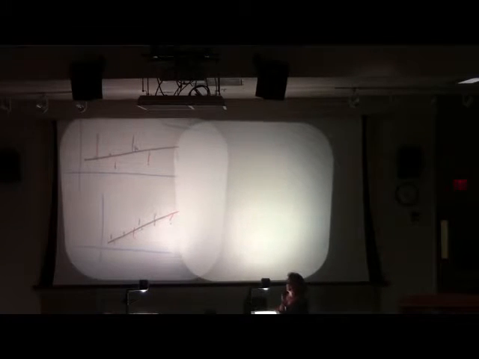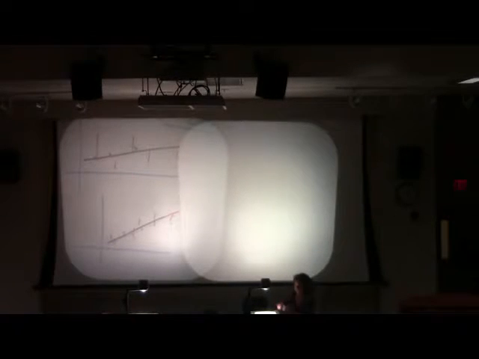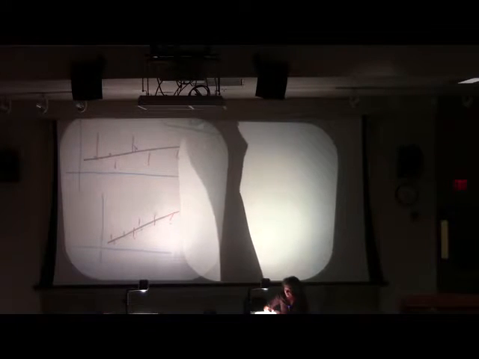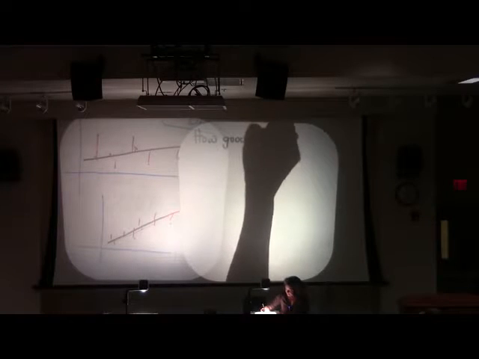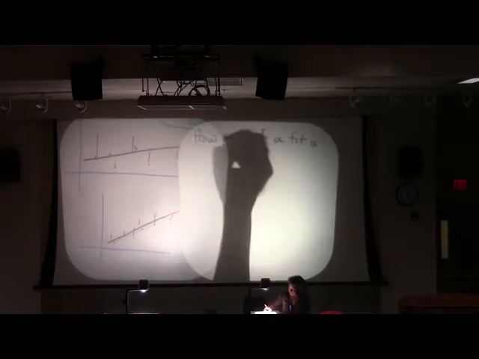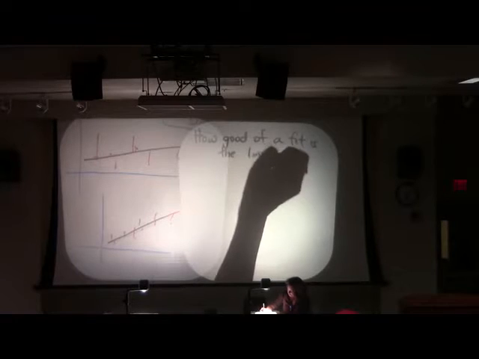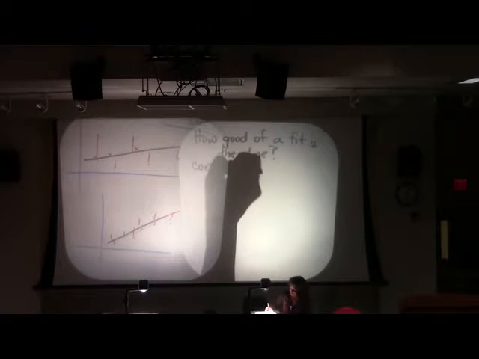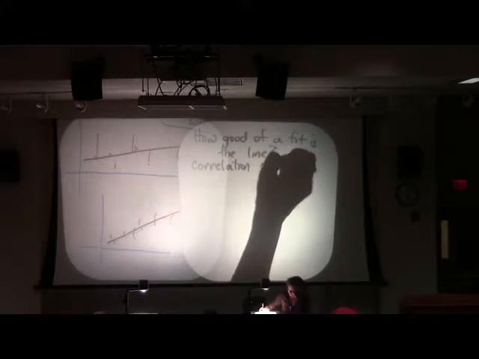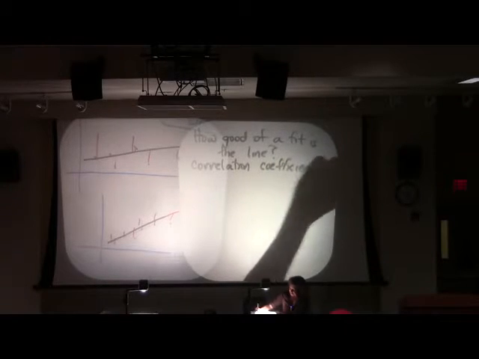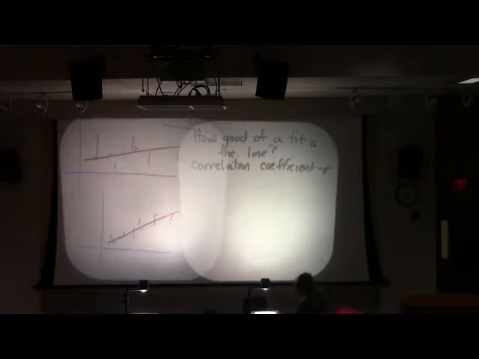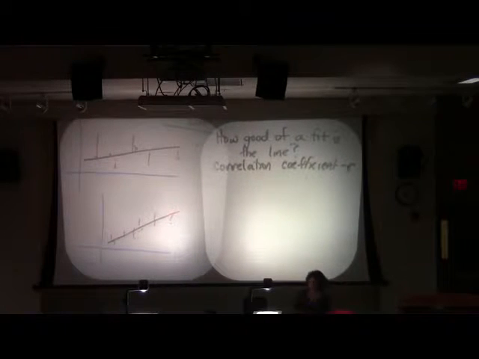Okay? Now, one question you might ask is, how do you know if your line is good or not? Your calculator is also going to tell you that. Okay? So, how good of a fit is the line? Well, the thing that determines that is called your correlation coefficient. On your calculator, it's denoted by the letter R. You'll see it soon enough, but let me first talk about this.